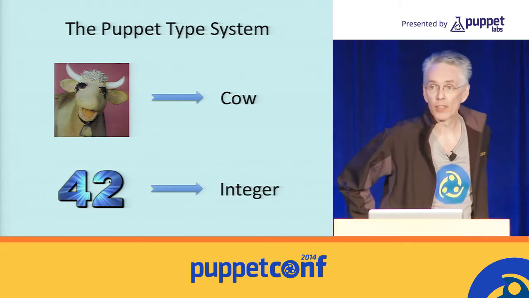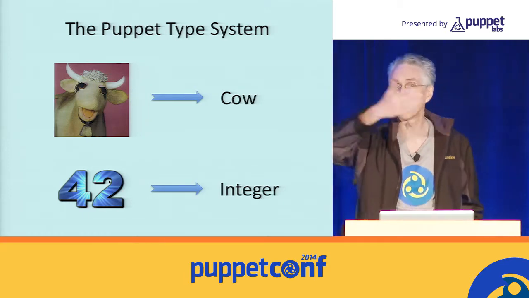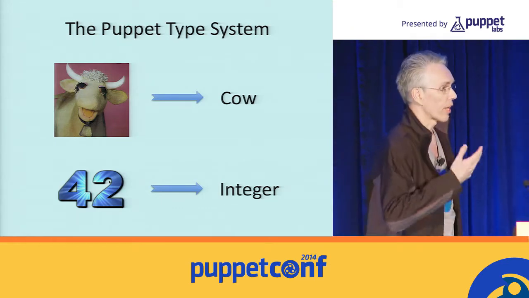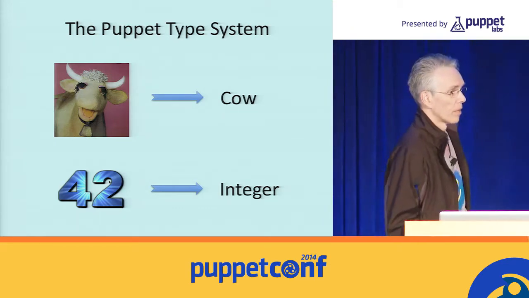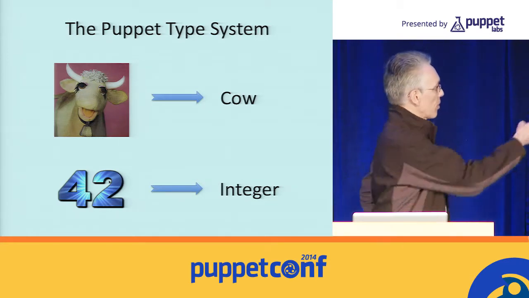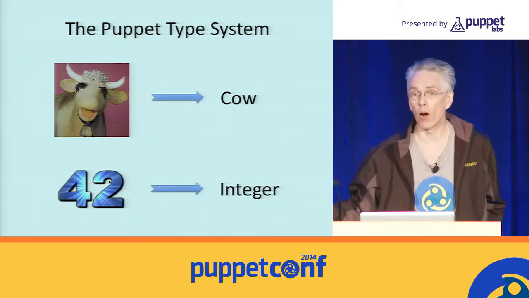So what did we do here? Well, we all acted as a type system. And what is a type system? Well, it's a pattern recognition, pattern matching system that looks at something and then says, oh, that's one of these things, right? So we saw that picture and we said, cow.